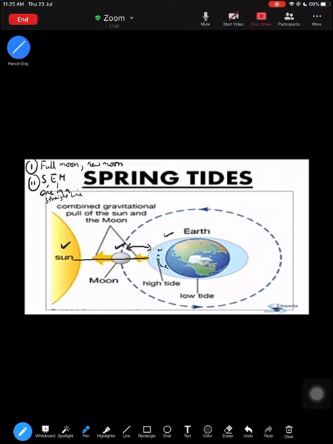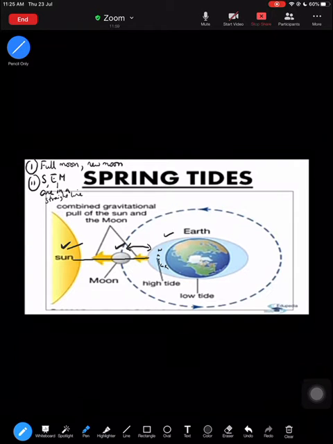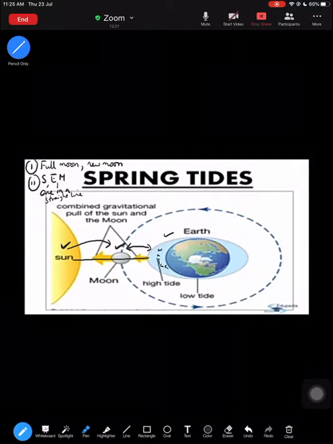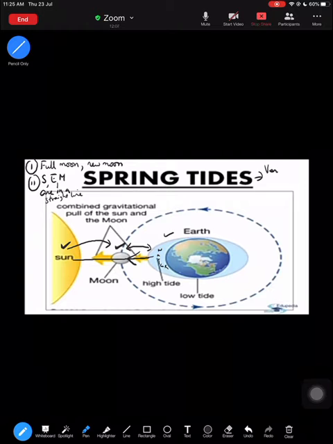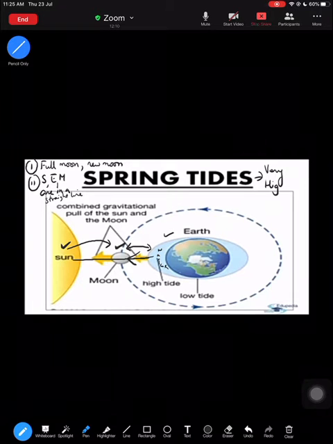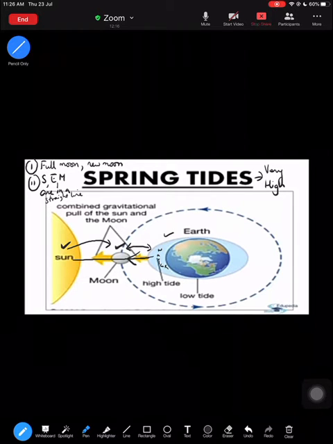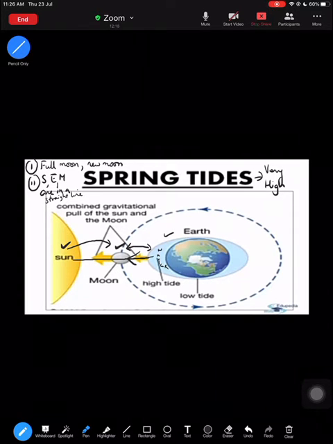But even though the sun is far from the earth, the sun gives more power to the moon. So the moon has extra power now to pull more water. That is why in spring tide, the tides are very high, higher than the normal high tides. They are not the regular high tides, but really high because of the combined gravitational pull of the sun and the moon.